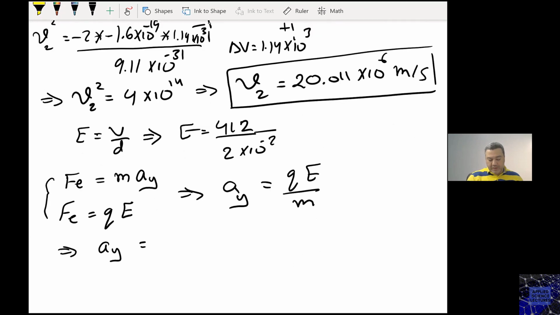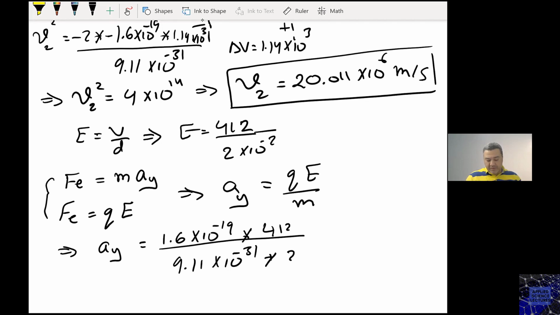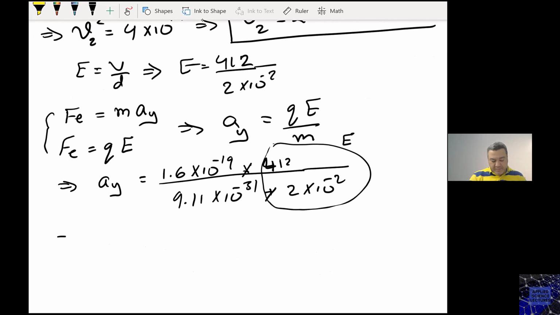So AY is QE, which is 1.6 10 to the power minus 19 times E, which is V over D, which is 412 divided by D, divided by M, which is 9.11 10 to the power minus 31. Then AY is 3.62 10 to the power 15 meter per second squared.